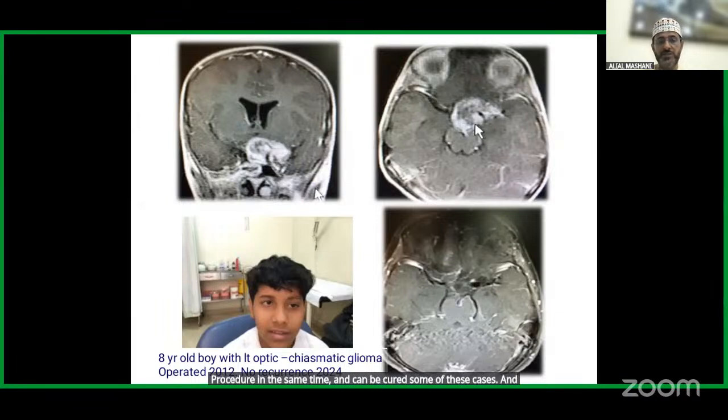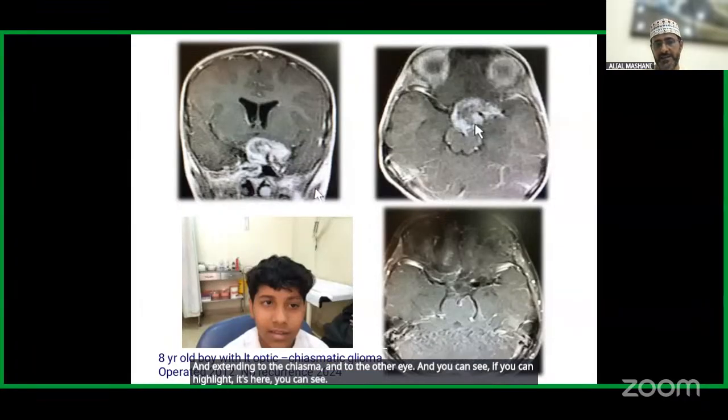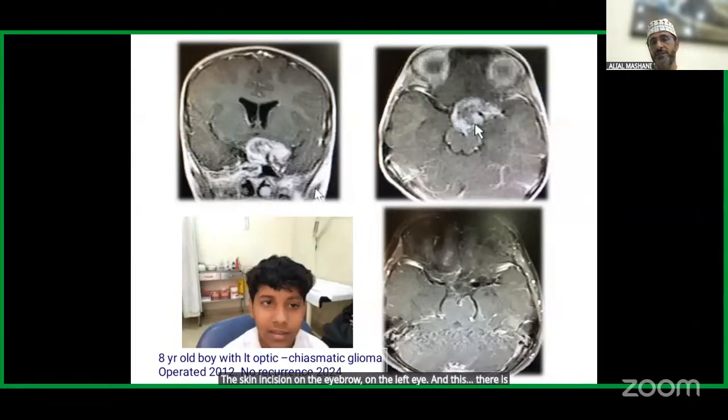In this case, an 8-year-old boy with a left optic chiasmatic glioma, I operated. This is his MRI. You can see the tumor here, and the left eye is blind, with the tumor extending to the chiasma and to the other eye. You can see the skin incision on the eyebrow on the left eye. After total removal of the tumor, he sees with the right eye, and the left eye was blind even before surgery.